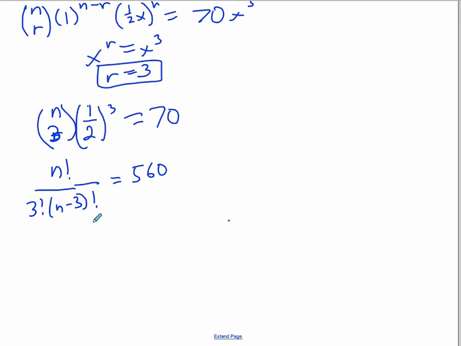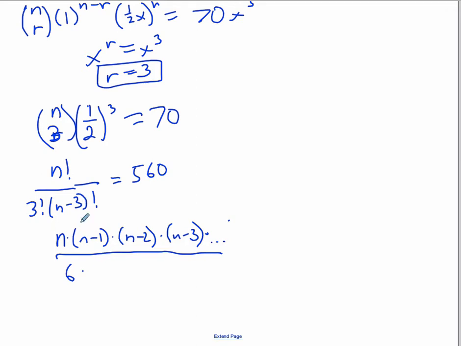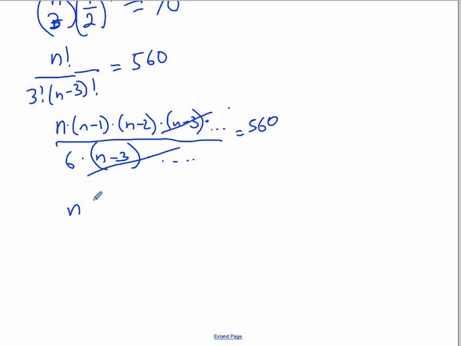Okay, so now we have this equation, and I suppose we could type this into our calculator, but I'll show you what happens. We can do some canceling. n factorial is n times 1 less than n, times 2 less than n, times 3 less than n, and so forth, right down to 1. 3 factorial, this is 6. And (n minus 3) factorial is (n minus 3), (n minus 4), and so on. So this part cancels with this. And we just have n times (n minus 1) times (n minus 2) equals 3,360.